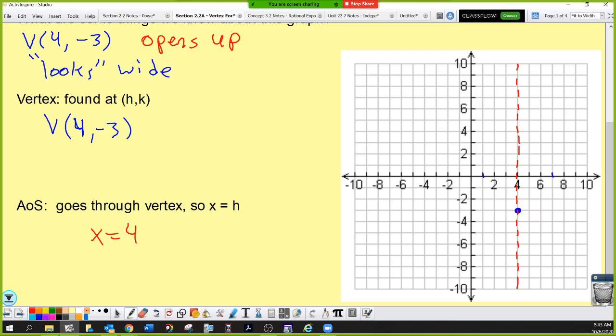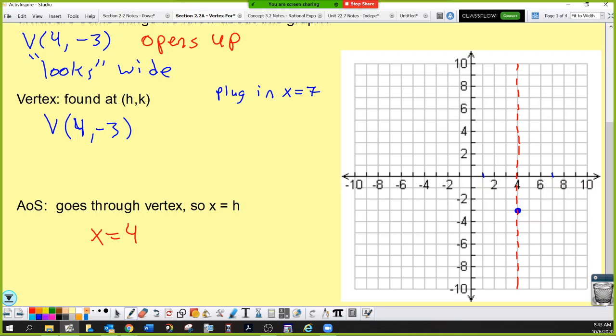I like to move to the right. How come? Because I don't want to have to mess with negative numbers. If I don't have to, I try not to. So I'm actually going to plug in x equals 8. Is it 8? 7, excuse me. Plug in x equals 7 because that is 3 to the right of my axis of symmetry.